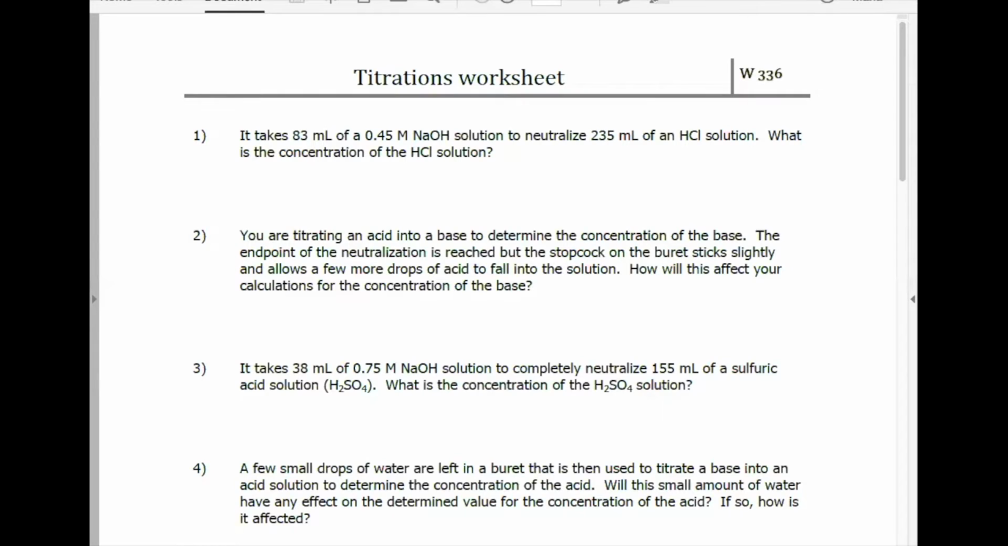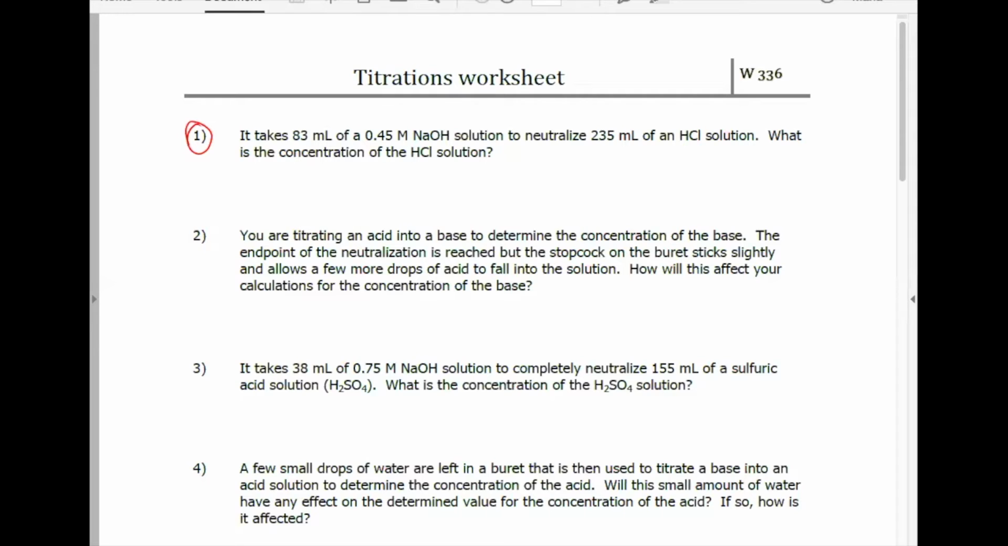So I'm going to be covering tonight a very short video of one problem on titration. Okay, and I'm going to explain what titration is. Let me share a document with you real quick. All right, so this is a titration worksheet. You are welcome to complete the 4 problems that you see there. I am going to be working on the first one for your information.